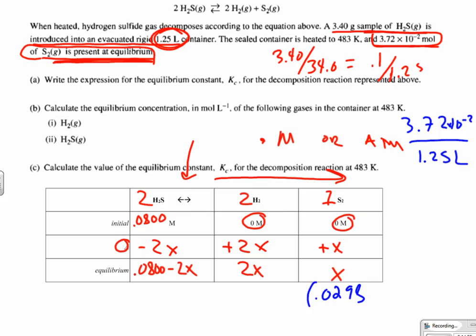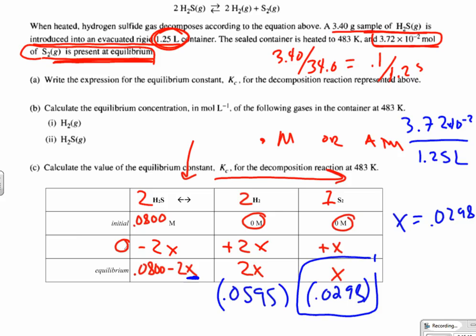So x in this case is not that difficult. It's already pretty much done. X is equal to 0.0298. So my last step then is I basically multiply x times 2 here, getting 0.0595. So I basically plug it into the E line. Then I come over here, I plug in x here. Ultimately, when I'm all said and done, I do the math, I get 0.0205.